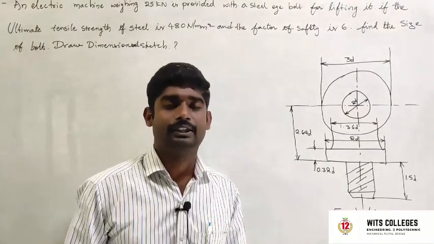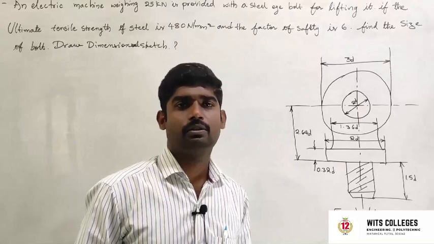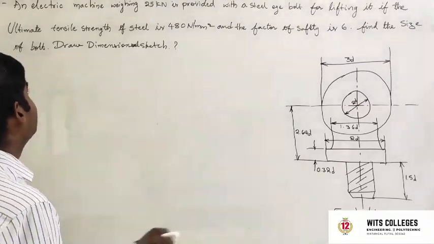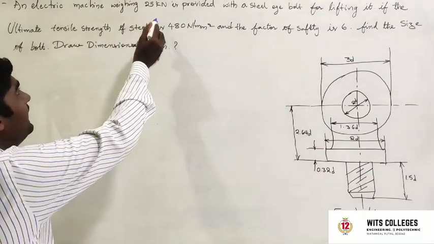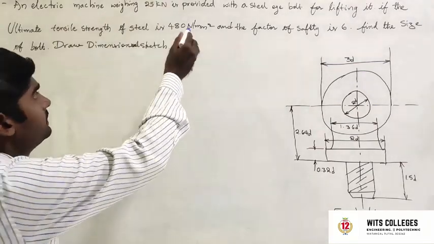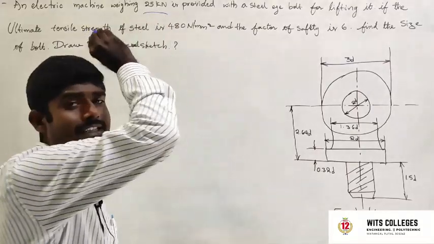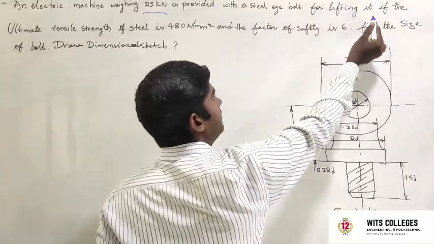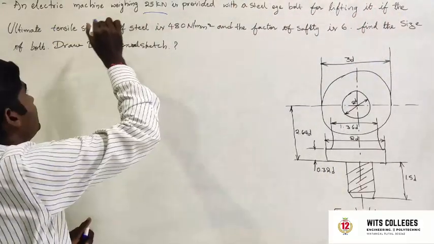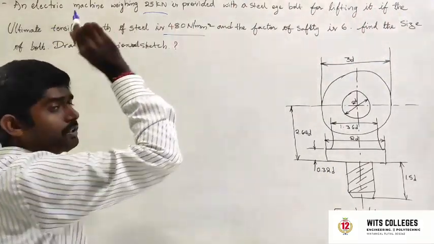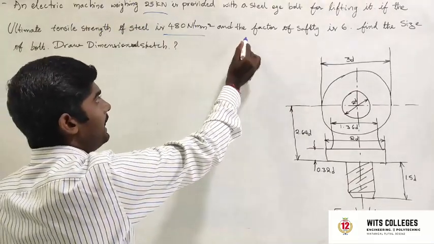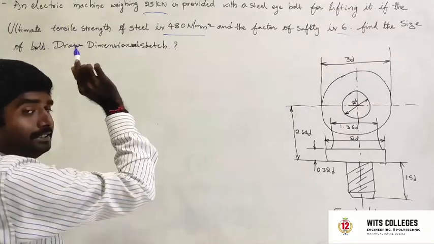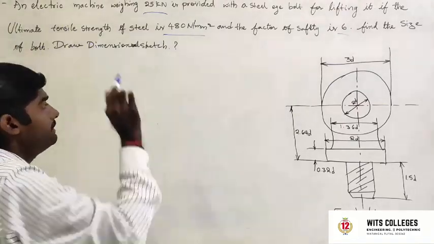Okay, students, coming to the next problem. This is also an important problem. Our question is: an electric machine weighing 25 kilonewtons is provided with a steel eye bolt for lifting it. If the ultimate tensile stress of steel is 480 newtons per mm square and the factor of safety is 6, find the size of the bolt. This is the eye bolt, and draw a dimensional sketch.